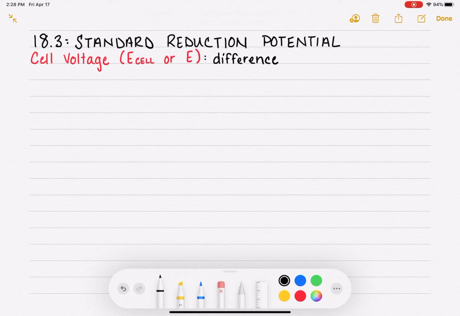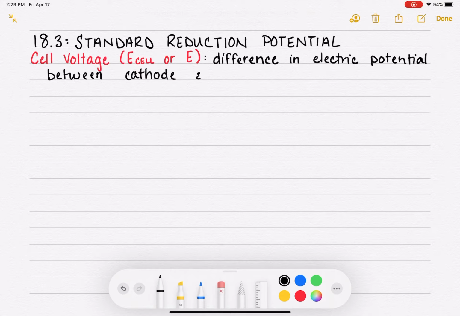in the electric potential between the cathode and the anode. And that definition is probably not going to make a ton of sense right now, but as we move through this 18.3, that definition is going to make sense. So for now, you just kind of sit on it, and when we see some examples, it'll make more sense to you.